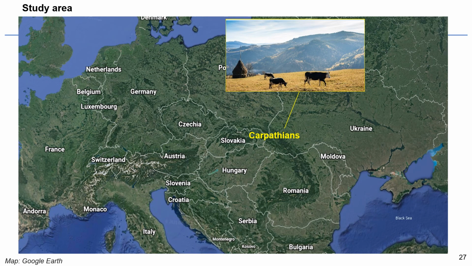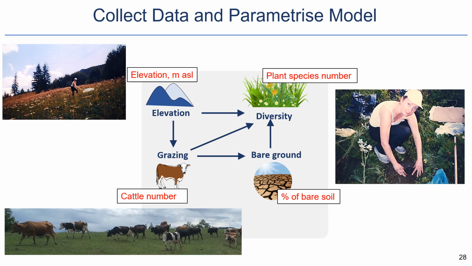For this, we established grassland plots across the Carpathian Mountains, and each plot differed in the grazing intensity and elevations. And on each plot, we measured the variables which we have in our hypothesized model. So we measured elevation, cattle number as a grazing intensity, percent of bare soil, and plant species number. And you can see here, this is me doing the sampling during my PhD project.